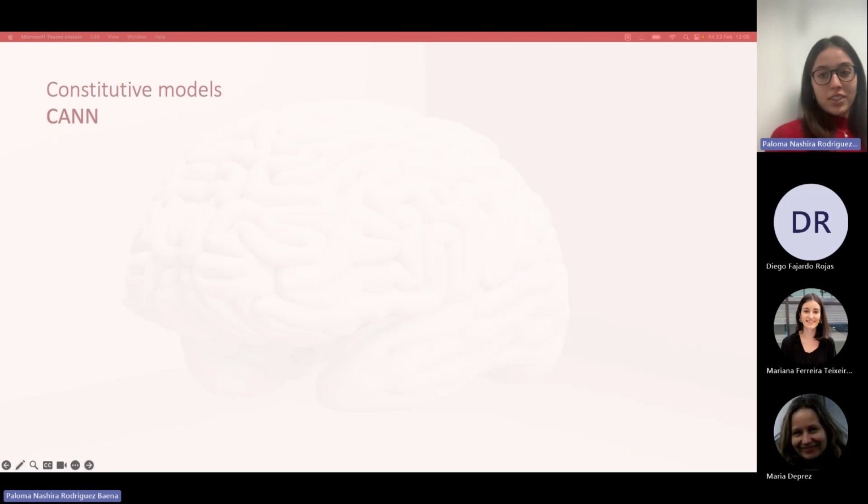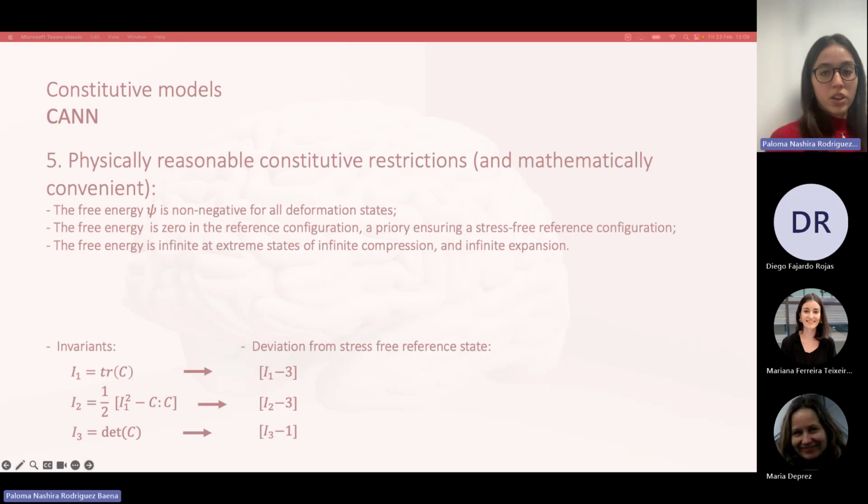Further reasonable constraints would include a stress-free configuration. This can be introduced to the network by, instead of using the invariants themselves as the inputs, using the deviation from the stress-free reference configuration. Additionally, the free energy is non-negative for all deformation states, 0 in the reference configuration, and infinite at extreme cases of infinite compression and infinite expansion. These conditions can be implemented through the choice of activation function, using only monotonic, continuous, unbounded activations that are 0 at the origin.